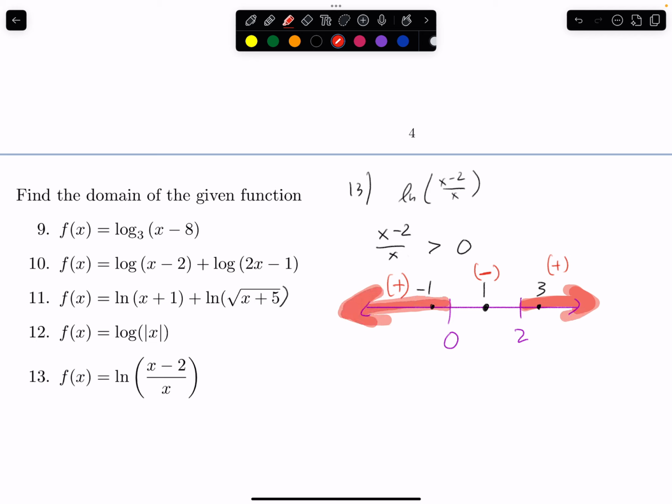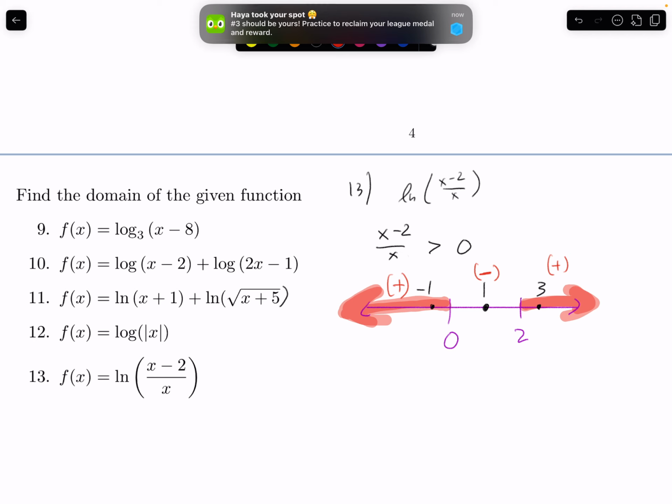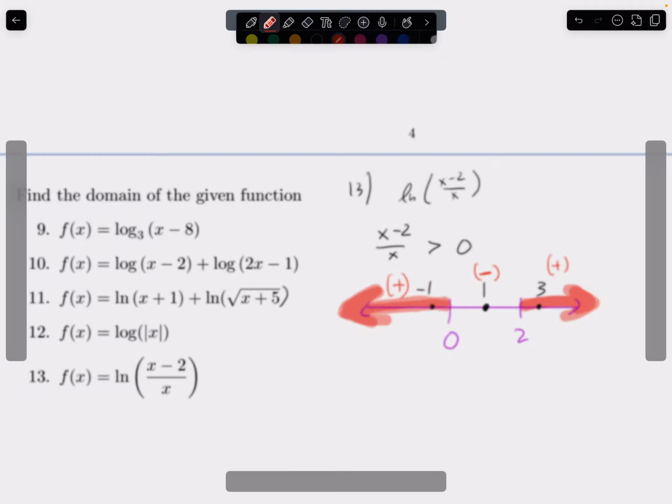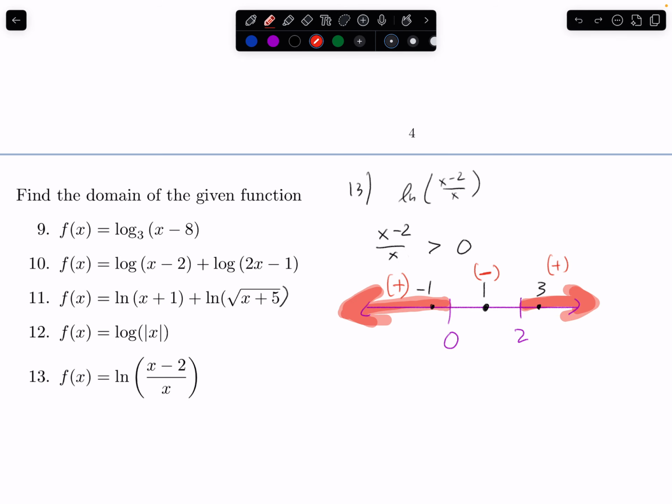But what about 0 and 2 themselves? Well, if you're exactly 0, you're undefined. And if you're 2, you're exactly 0. And neither of those things is what we want, because we want to be bigger than 0. So that means overall the domain is negative infinity to 0, open parentheses, union with positive 2 to infinity. And there you go.